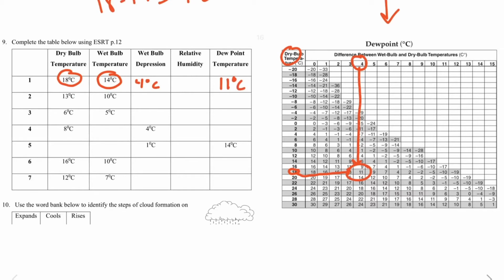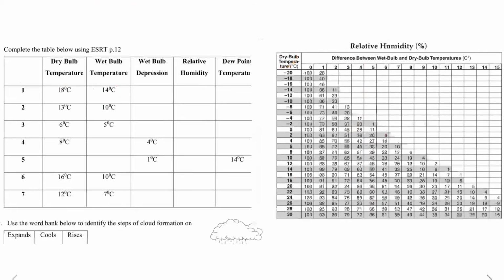All right, so how do you do it with relative humidity? It's pretty much the same thing. So we said that there was a 4 degree Celsius difference, and we said the dew point temperature was 11 degrees Celsius. So now we just need relative humidity, and it's the same idea. I'll go to 4, I'll go to 18, I'll go down, I'll go over. And the relative humidity of a day where the dry bulb is 18 degrees Celsius and the wet bulb is 14 degrees Celsius is going to be 64%. It's a pretty humid day.